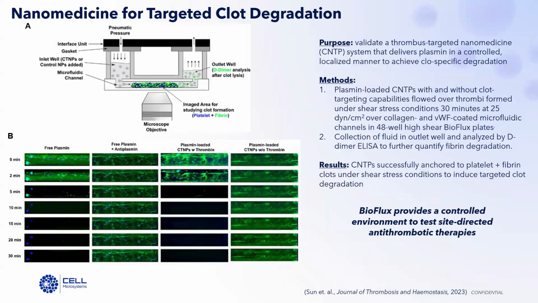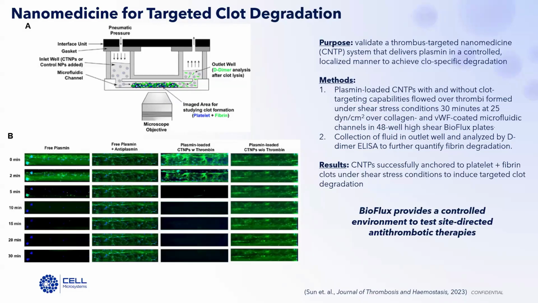In the next study, the bioflux was used to evaluate a nanomedicine system designed to deliver plasmin directly to fibrin-rich thrombi. This targeted approach could reduce the bleeding risk commonly associated with antithrombotic therapies that have to be delivered systemically.